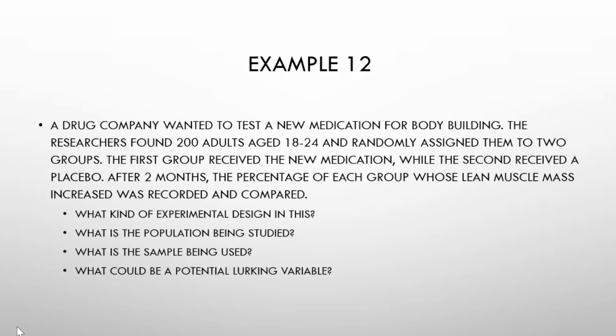All right, so we're going to go through a couple of these examples here and answer these questions. For our first one, we have a drug company that wants to test a new medication for bodybuilding. As you can tell, I wrote these problems. The researchers found 200 adults aged 18 to 24 and randomly assigned them to 2 groups. The first group received the new medication, while the second received a placebo. After 2 months, the percentage of each group whose lean muscle mass increased was recorded and compared.